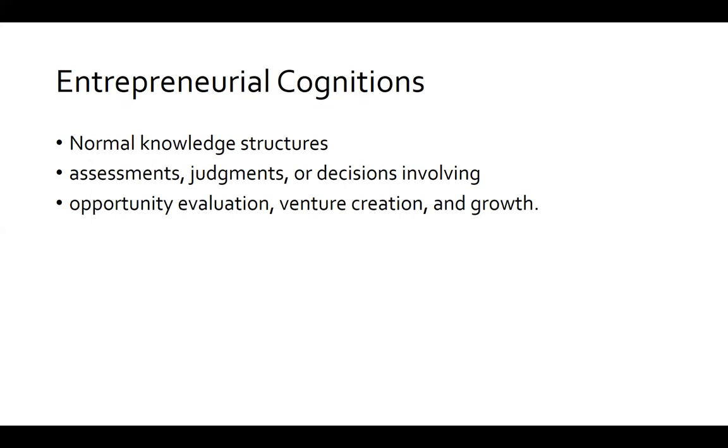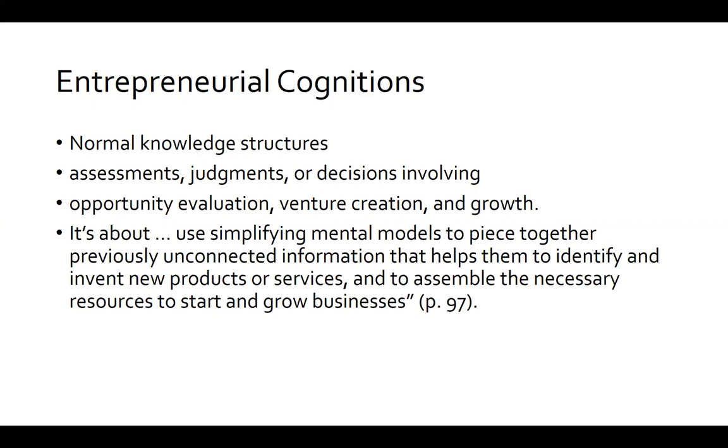For example, if you get an opportunity to buy something or to go into a venture, or you're being offered an interesting job, it's that kind of knowledge you use to evaluate situations. And it's all about thinking forward in time. It's about using simplifying mental models to piece together previously unconnected information that helps them to identify and invent new products and services. So entrepreneurial cognition is basically what happened when the first person came up with the idea to add a camera to a telephone. They used entrepreneurial cognition.